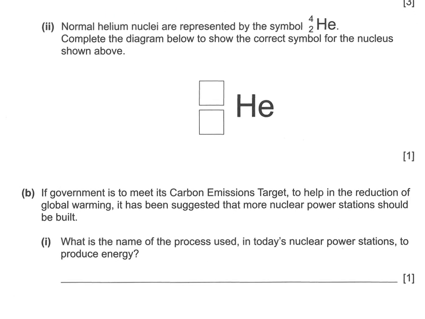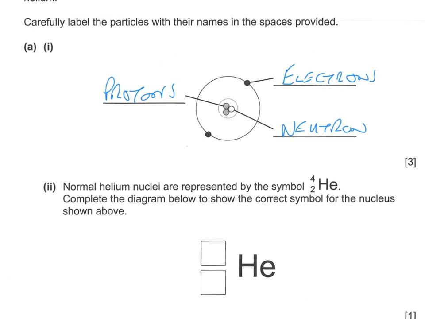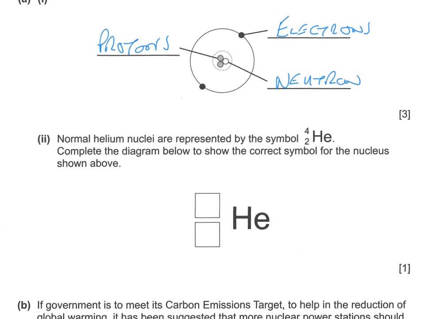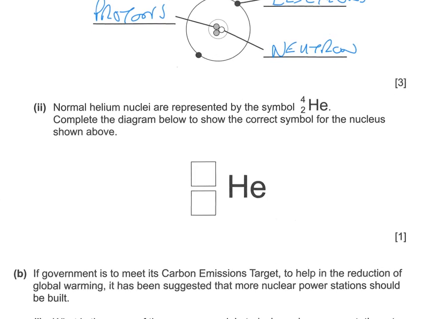Normal helium nuclei are represented by the symbol 4 2 He. Complete the diagram to show the correct symbol for the nucleus shown above. Okay, so the one shown above has 3 nucleons and 2 of them are protons. So remember, that's what these numbers represent. 4 total nucleons, 2 is the proton number. So this would be 3 and 2.